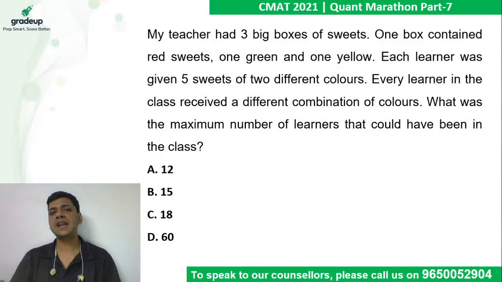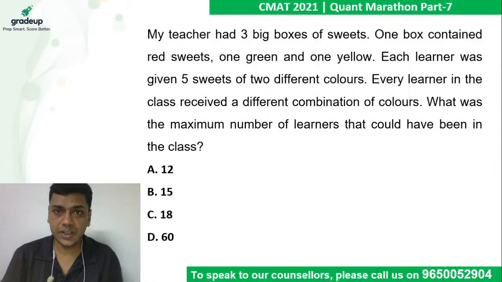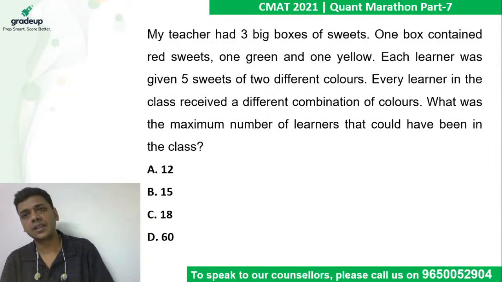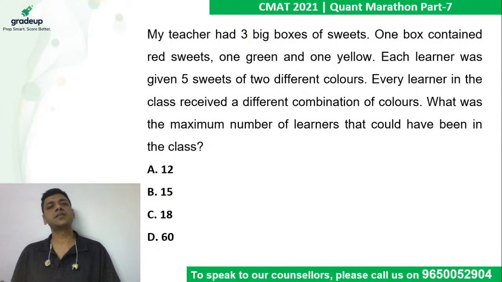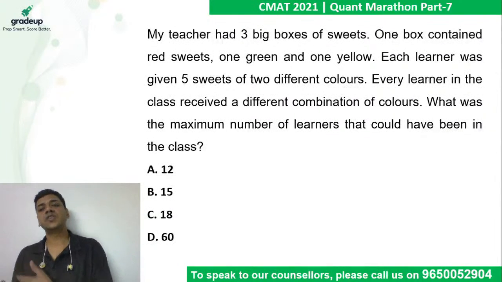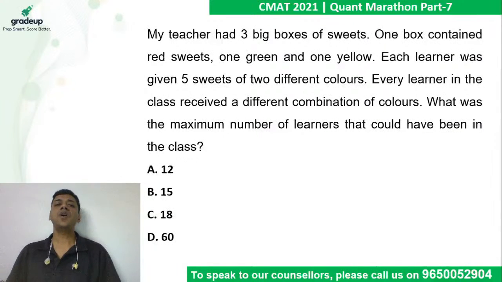My teacher had three boxes of sweets, three big boxes of sweets. One box contained red sweets, one contained green, one contained yellow. Each learner was given 5 sweets in 2 different colors. Each learner in the class received a different combination of colors. What was the maximum number of learners that could be there in the class?